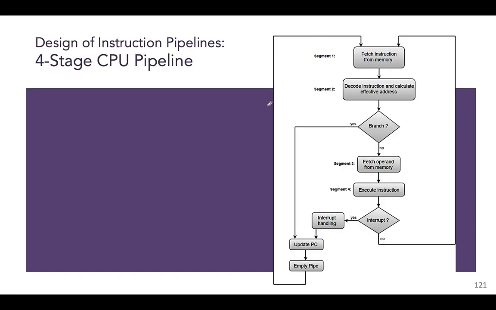All right, so this is what such a 4-stage instruction pipeline looks like. This is the flowchart. So we can see segment 1, segment 2, segment 3, and segment 4. Now let's see how it works. The first step is fetching of the instruction from the memory, right? That is what the first segment does. So the instruction is fetched from the memory. In segment 2, the instruction is decoded. The effective addresses of the operands, if there are any, are calculated. And then in the next step, the question we ask is: is this instruction a branch instruction?